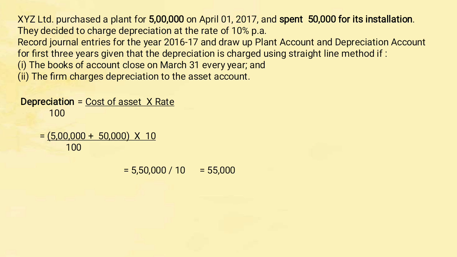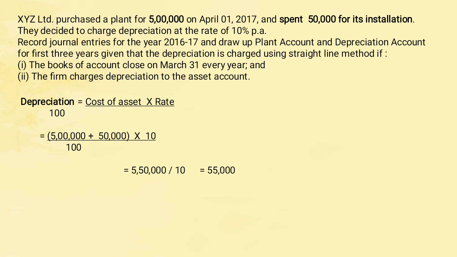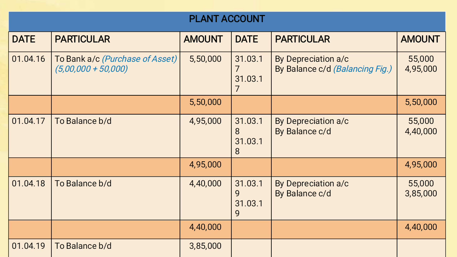So here 5 lakh plus 50,000, total cost will be 5,50,000 multiplied by 10 divided by 100. So it will be 55,000. So annual depreciation in this method will be 55,000, and again we have to solve similarly. How do we solve it, dear students? First we have to note down the purchase, then we calculate our depreciation, that is 55,000, then the balancing figure 4,95,000. That balancing figure we have to transfer.